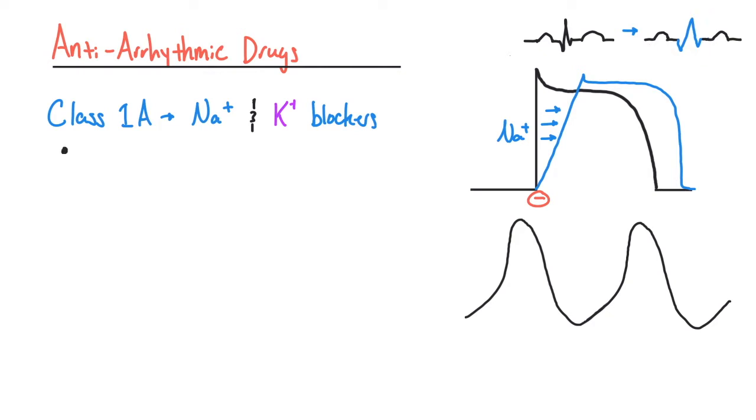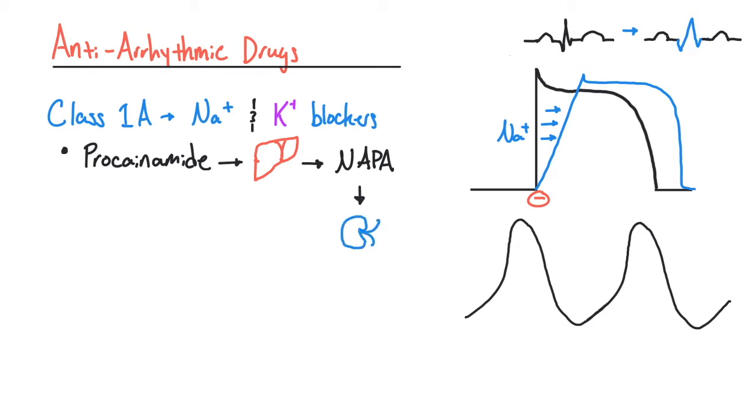The first agent we're going to talk about in this class 1A antiarrhythmics is procainamide. Now, as a class 1A agent, procainamide does possess both sodium channel blocking and potassium channel blocking properties. Interestingly, procainamide is metabolized in the liver to a substrate called NAPA. And NAPA just stands for N-acetyl-procainamide. NAPA then goes to the kidneys. Here's our little kidney, where it is then excreted into the urine.